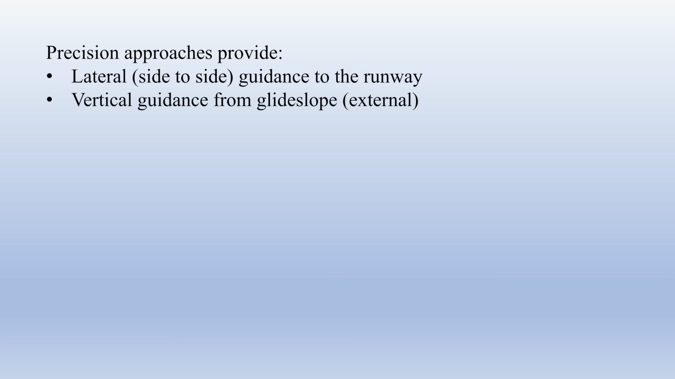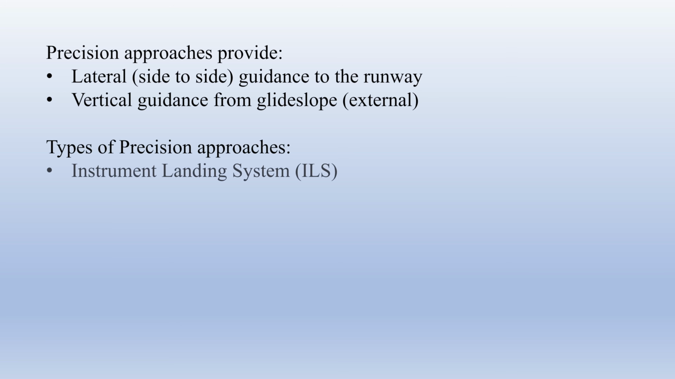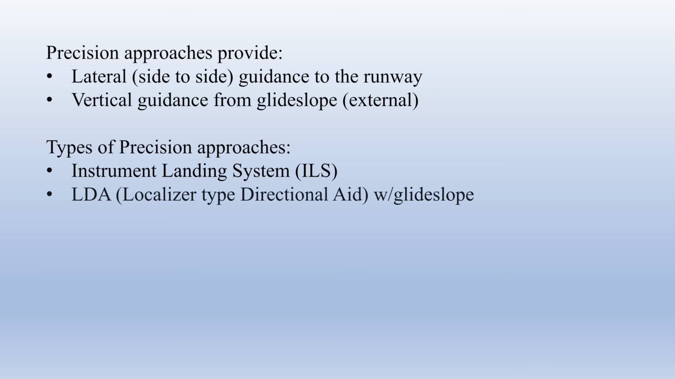Precision approaches are procedures that provide both lateral or side-to-side guidance to the runway and vertical or up and down guidance to the runway in the form of a glide slope that's transmitted to the aircraft from an outside source. The most common type of precision approach is the instrument landing system, or ILS, though many pilots would argue that any type of approach that includes an externally transmitted glide slope is a precision approach, such as an LDA with Glideslope.